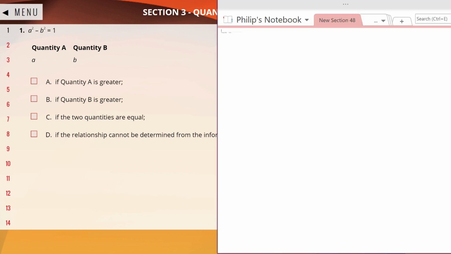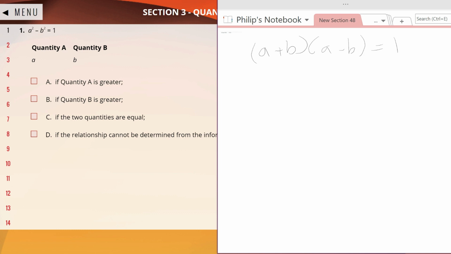Okay, a squared minus b squared equals 1, so I would straight away factorize that as (a plus b)(a minus b) equals 1. Now, does that tell us whether a is bigger or b is bigger? Not sure. The factorizing didn't really help, so I'd be thinking of picking numbers.